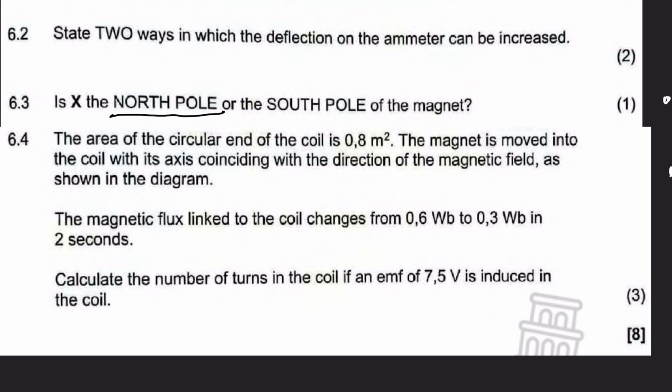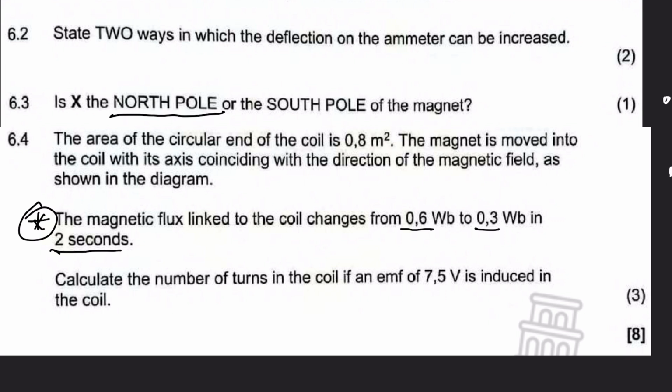So the question reads, the area of the circular end of the coil is 0.8 meters squared. The magnet is moved into the coil with its axis coinciding with the direction of the magnetic field as shown in the diagram. The magnetic flux, so this could be the point where there could have been an error here. The magnetic flux linked to the coil changes from 0.6 to 0.3 in 2 seconds.